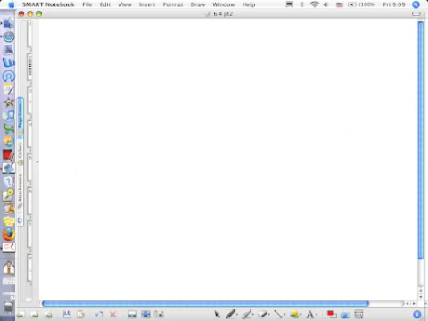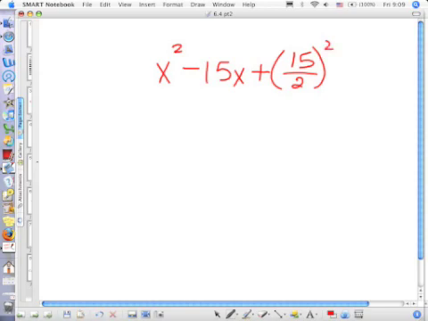Number 26 was x squared plus 15x. Is it 15 or 25? 15. Plus c. Okay, so we had to figure out what goes right here. Well, how do we figure out what goes right there? Divide 15 by 2 and square it.